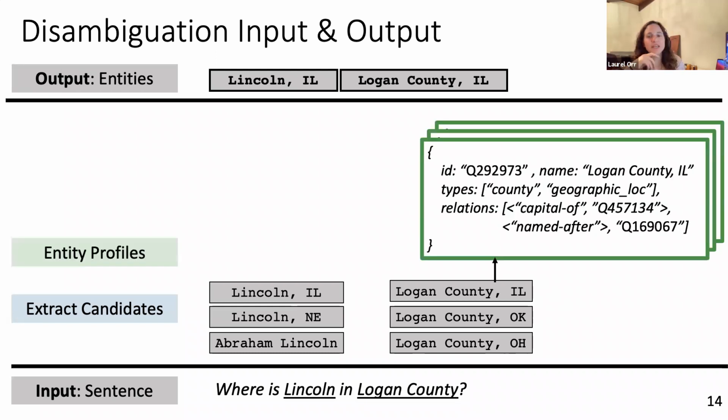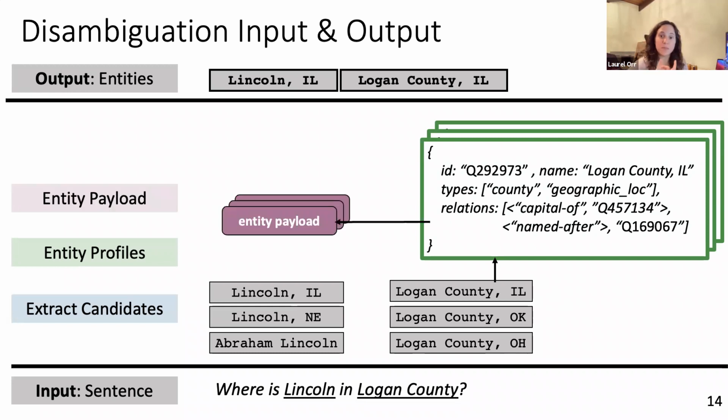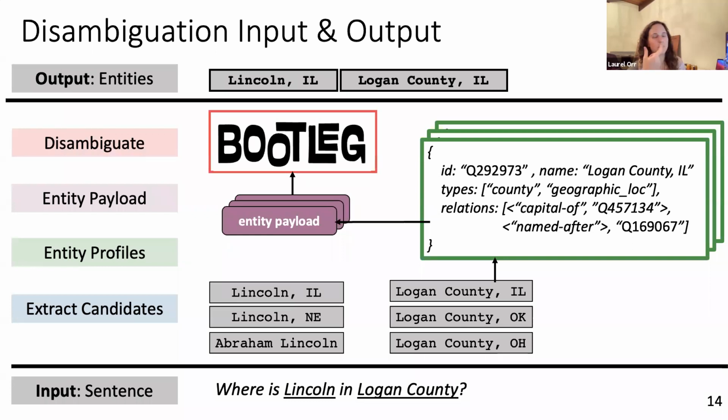The next step is what we're calling entity profile extraction, where you query a database and get information about the entity. This includes its identifier, its title, and any metadata or structural information you have about it. This profile information gets turned into what we're calling an entity payload, which gets fed into our neural model, which is going to output the right answers.